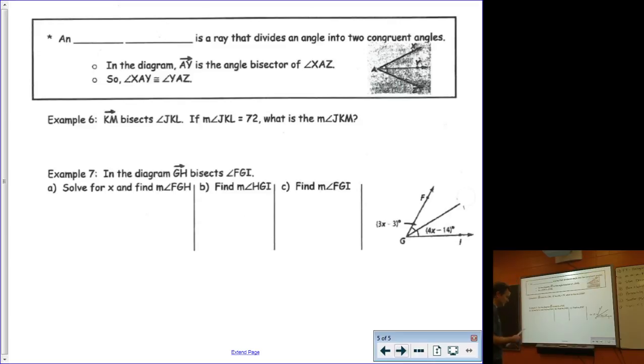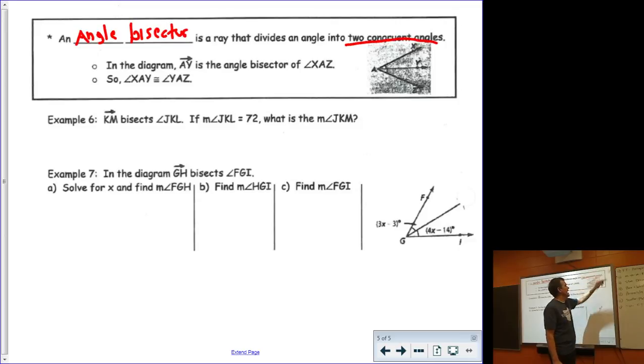And last up, the last definition is angle bisector. That is a ray that divides an angle into two congruent angles. So if you know that a ray bisects an angle, it means it splits these two parts into equal measures. So that's really what it says there, right? Let's do the example and be done.